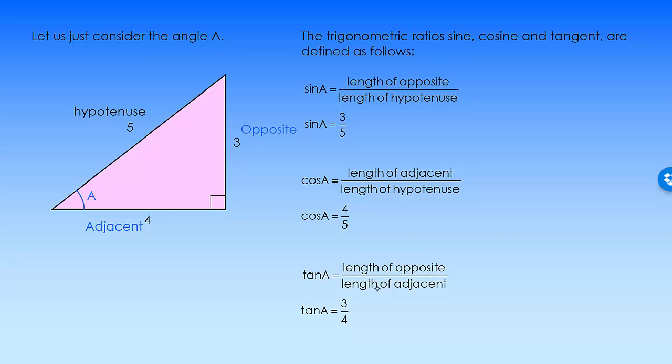Tan A is the length of the opposite over the length of the adjacent. So that's 3/4. A mnemonic that can help you remember each of the ratios sine, cos and tan is SOH, CAH, TOA. And you read this as sine is opposite over hypotenuse, cosine is adjacent over hypotenuse, tangent is opposite over adjacent.